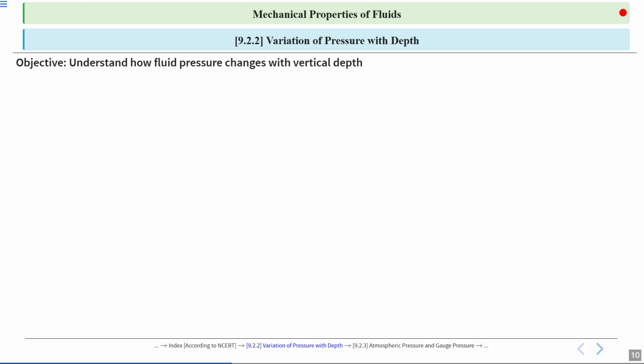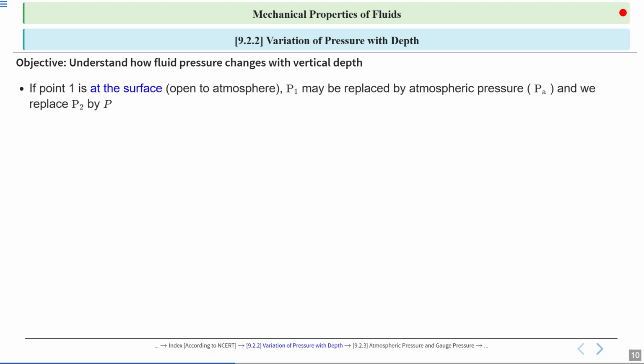Now, if point first is at the surface open to the atmosphere, P1 may be replaced by atmospheric pressure PA, and we replace P2 by P. Then equation 9.6: P2 minus P1 is equal to rho g h. Here rho represents the fluid's density, g is the acceleration due to gravity, and h is the vertical height between the 2 points.